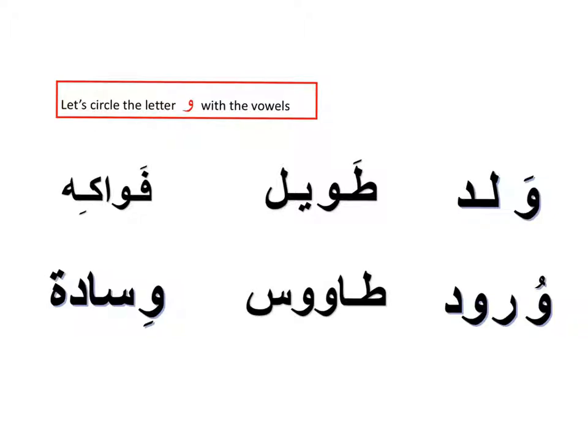Now it's time to find the letter wa and circle it with its own vowel. This exercise will help you to know the difference between wa and the vowel u, because you might see the vowel u in one of the words. So be careful not to circle it thinking that it's the letter wa. Now take a few minutes, write down the words, of course from right to left, and then circle the letter wa with the vowel. Don't forget to stop the video to copy the words.